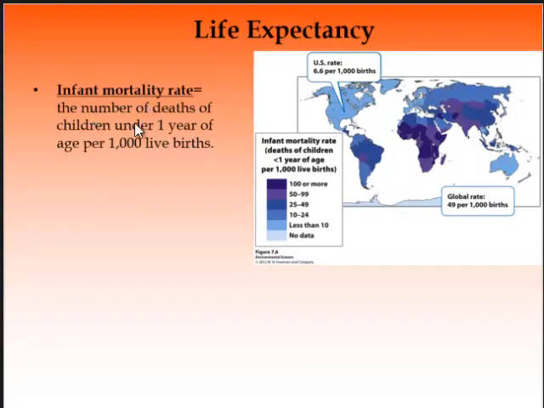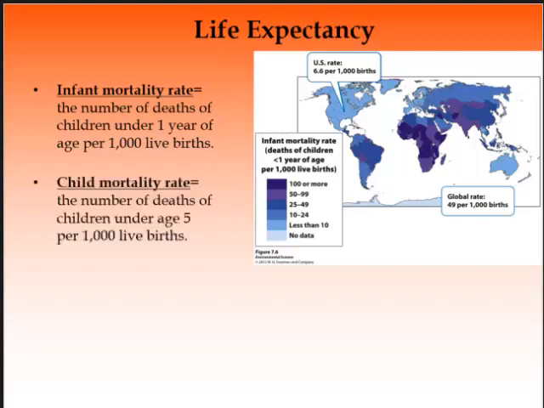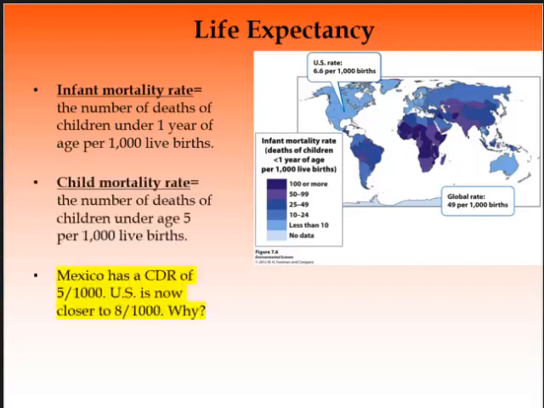All right, so infant mortality, remember, is number of deaths for children under 1 per 1,000 births. Child is children under 5. So Mexico has a crude death rate of 5 per 1,000. U.S. is now closer to 8 per 1,000. Why do you think that is? Why does Mexico have a CDR, crude death rate, of 5 and we're closer to 8? Well, it's because infant mortality rates are lower in developed countries and higher in developing countries.